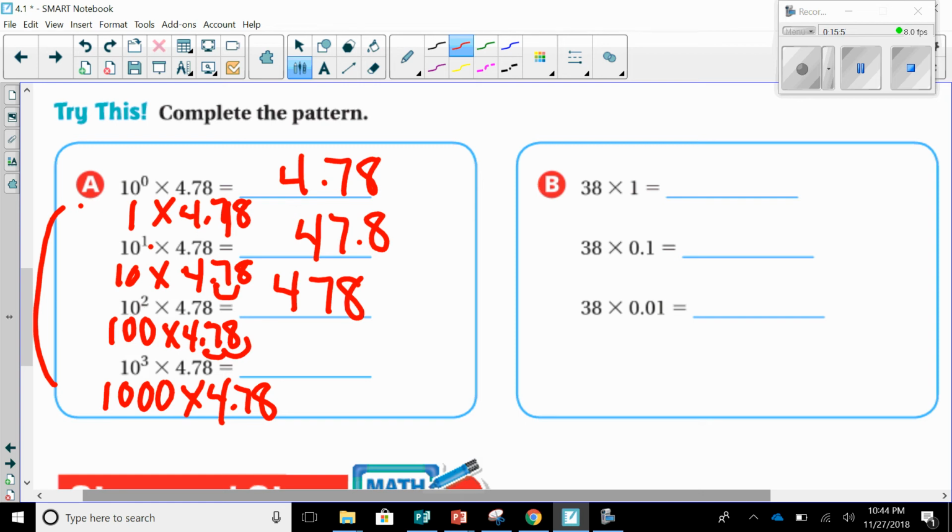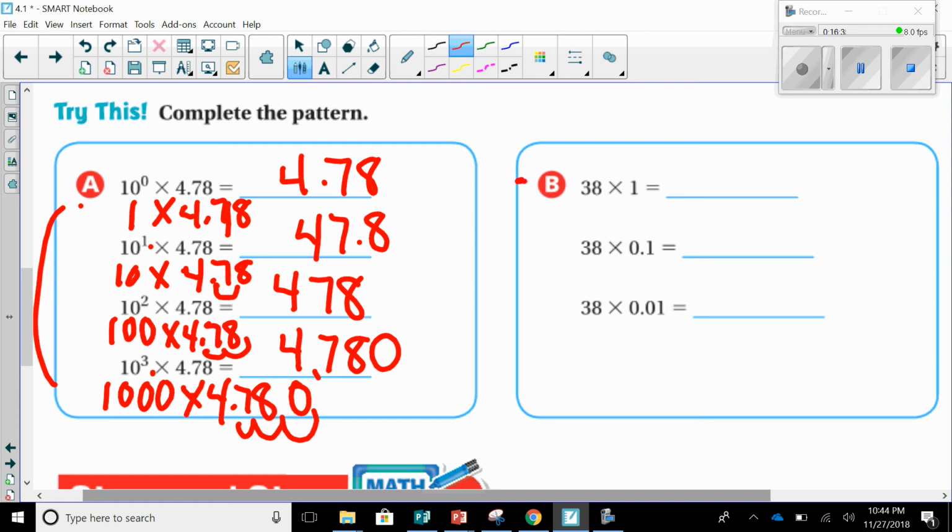Okay? So then, 10 to the power of 3 is the same thing as 1,000 times 4.78. So if I start here, I'm going to move that decimal point 3 spaces to the right. 1, 2, 3. Remember, there's those invisible zeros there, but we just don't write them down all the time. So my answer is 4,780.